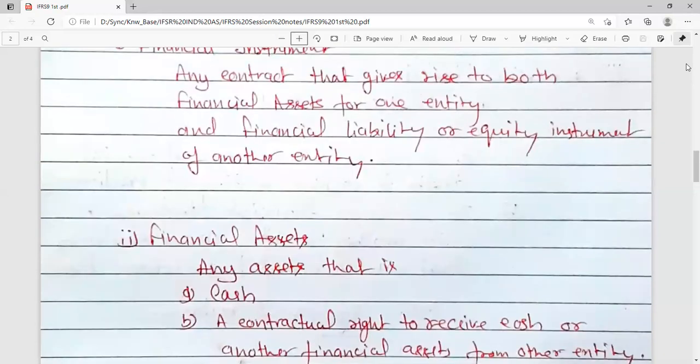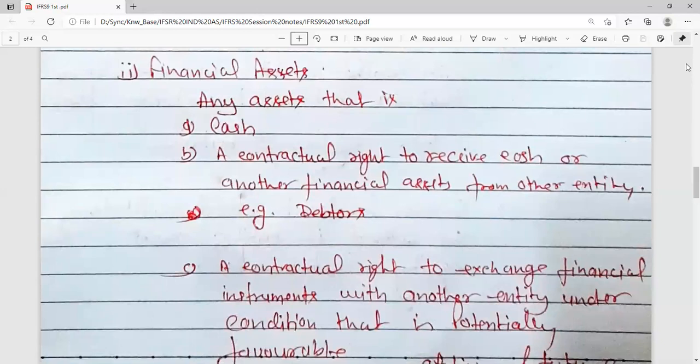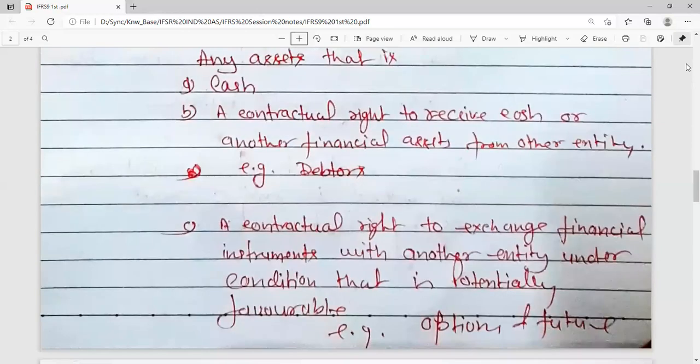Now the next question is, what is a financial asset? Five things are defined as financial assets. Only these five things are financial assets; anything except these is not a financial asset. First thing is cash, and second thing, a contractual right to receive cash or another financial asset from another entity. Like we have debtors, we have a right to receive cash or other things from our debtors. If they are unable to pay cash, they pay in kind or vice versa. So this is for debtors.